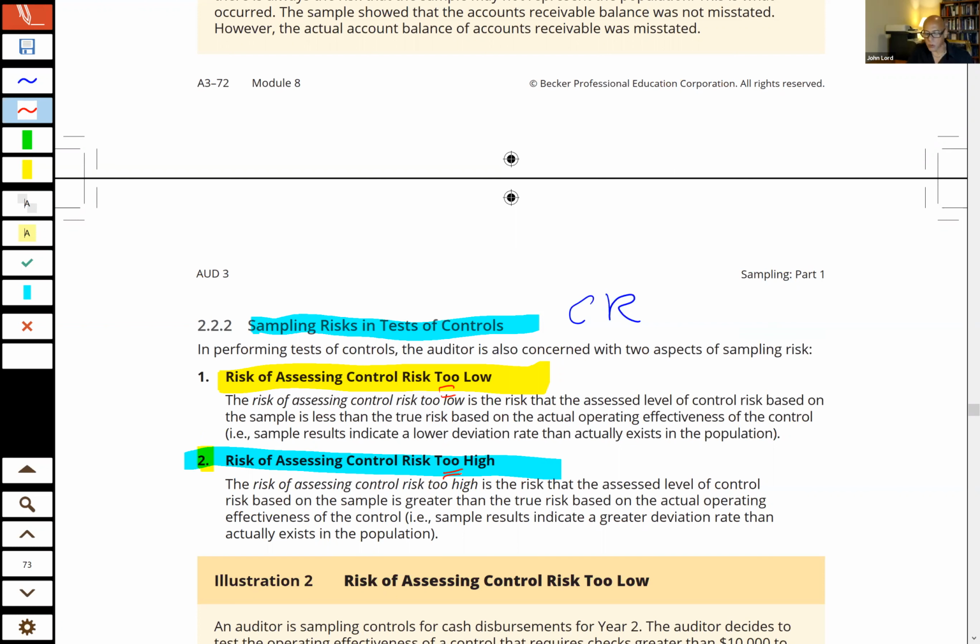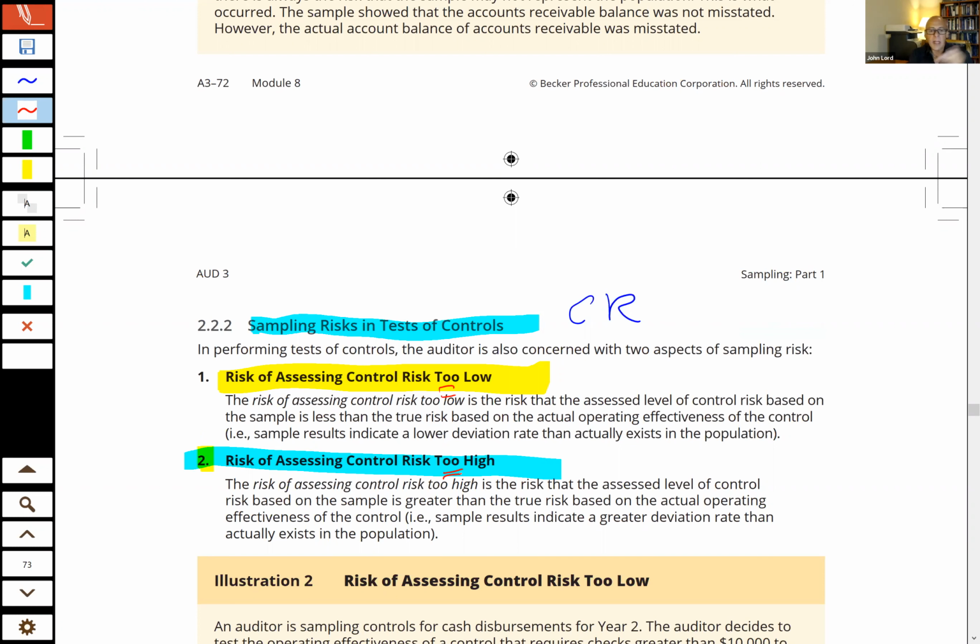So risk of assessing control risk too low, what happens? I pull a sample of 100 time cards and I look, and all the time cards are signed. So I conclude that this control has operating effectiveness based on the sample, when if I had looked at all 10,000 time cards, I would have found 8,000 of them weren't signed. I was just unlucky, and I got a sample that was not representative of the population. So based on the sample, I assess control risk too low. Conversely, assessing control risk too high: I pull a sample, I look at 100 time cards, and I find 50 of them aren't signed.